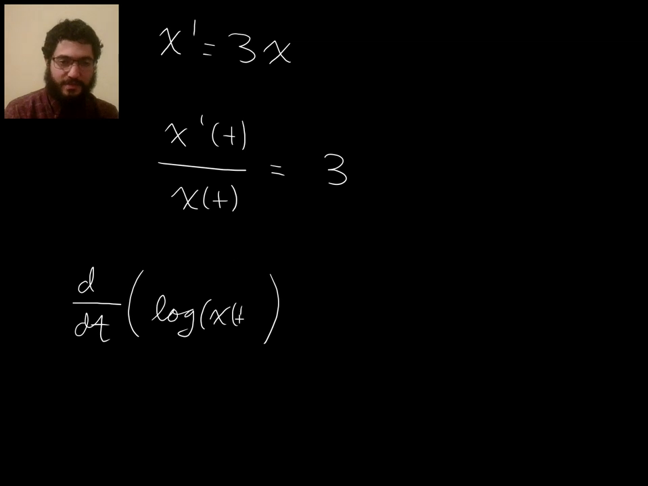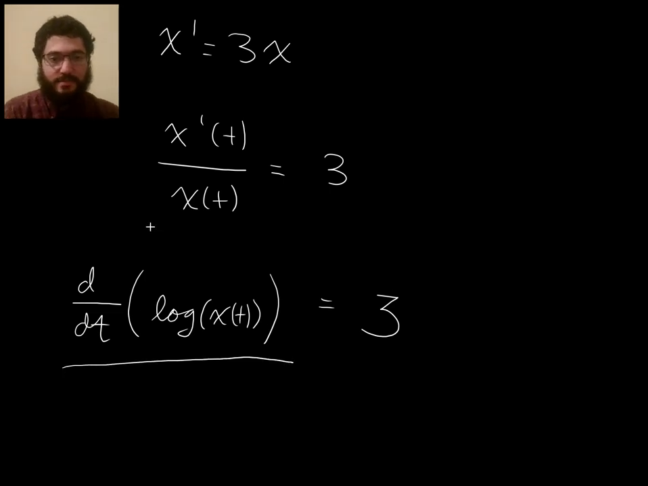The left-hand side here is the derivative of the log of x. If you just use the chain rule and take the derivative of log x of t, then you should get x prime over x. Okay, so if you need to review how to take the derivative of log or how the chain rule works, you should verify that this evaluates to this. Okay, how does that help?